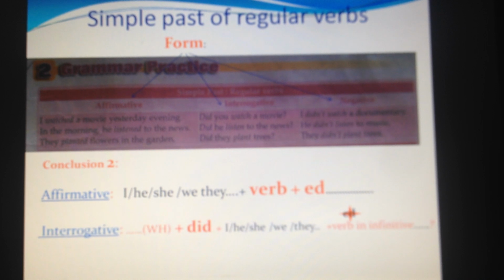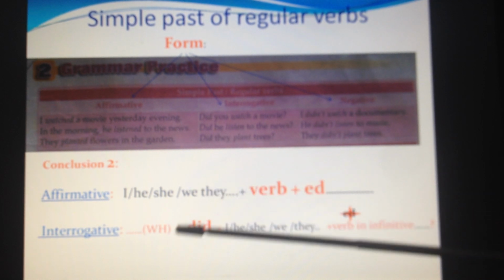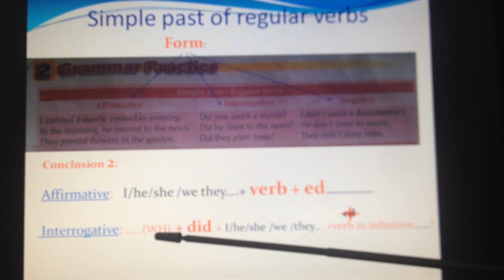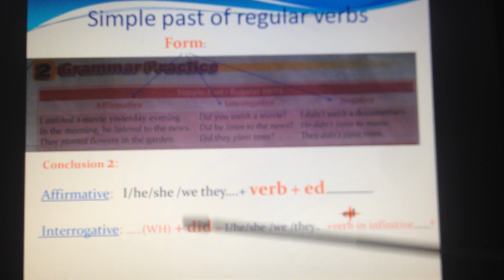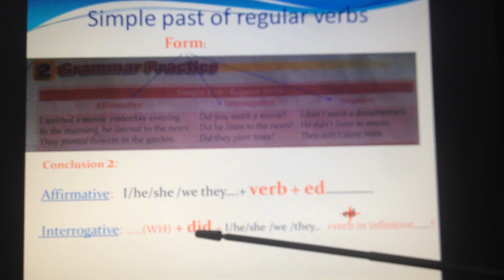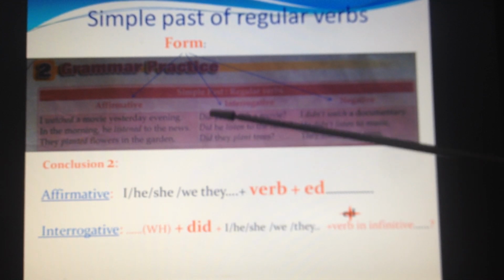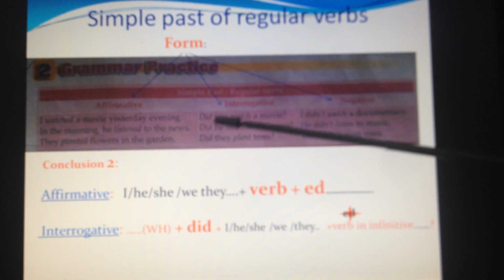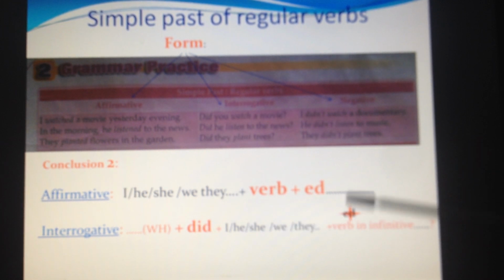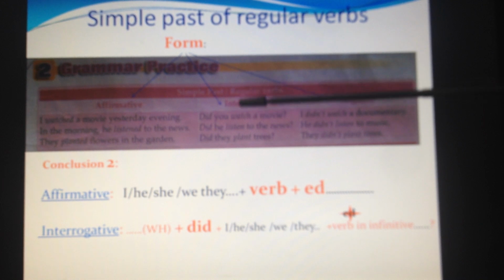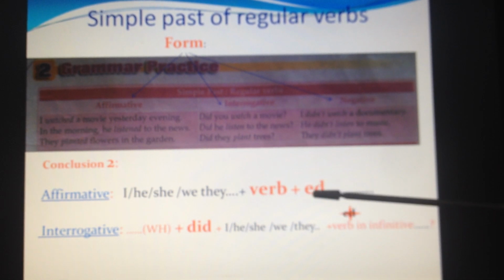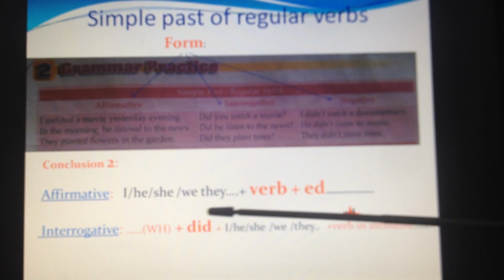Yes, so the form of interrogative, whether the sentence starts with a WH question like what, when, where, or why, or it's a direct question like the ones we have here, it's always the auxiliary did plus the subject: did you, did he, did they. Okay, look at the verb: watch, listen, plant. So the verb in infinitive, right? We don't need to use the ed here since we have the auxiliary.